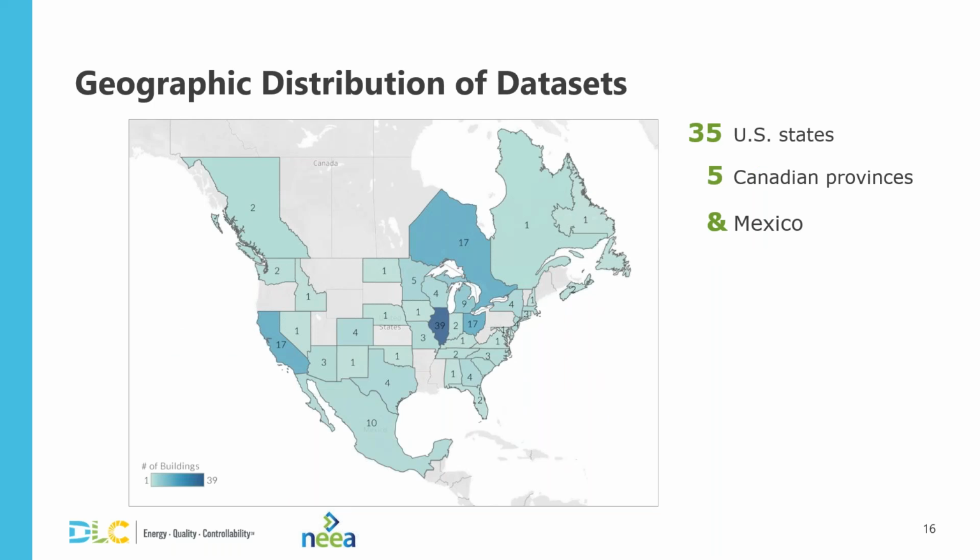In terms of the geographic location of the NLC installations, all of them were in North America, across 35 states in the United States and 5 provinces in Canada. In addition, there were also 10 installations in Mexico.